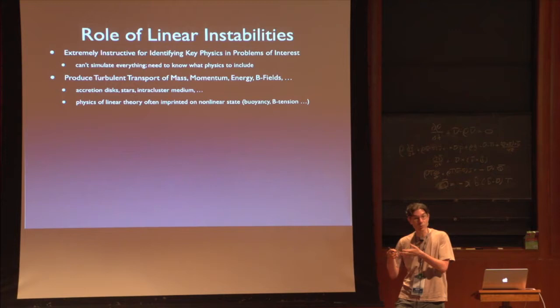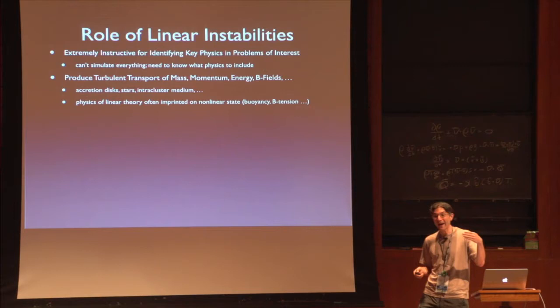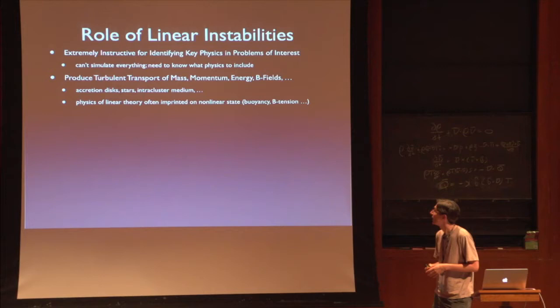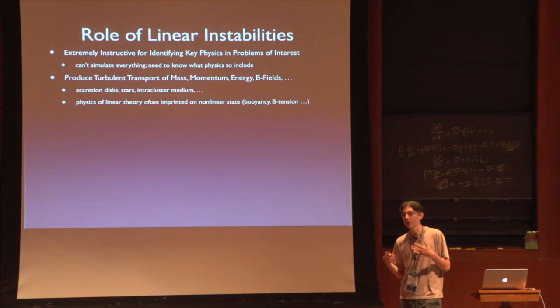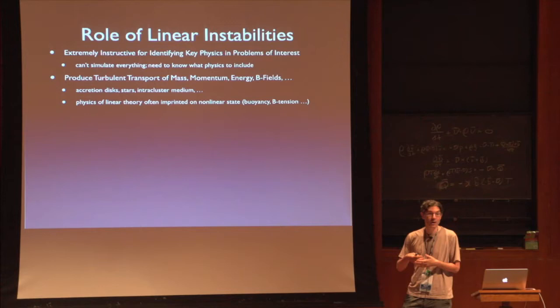In terms of the actual impact on the systems we're interested in, the critical role of linear instabilities is that they produce a way of generating turbulence that redistributes mass, momentum, magnetic fields, energy, and chemical composition, so species. And so they really rearrange the structure and dynamics of the system that you're studying.